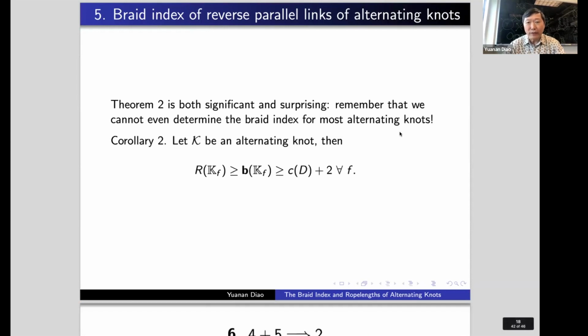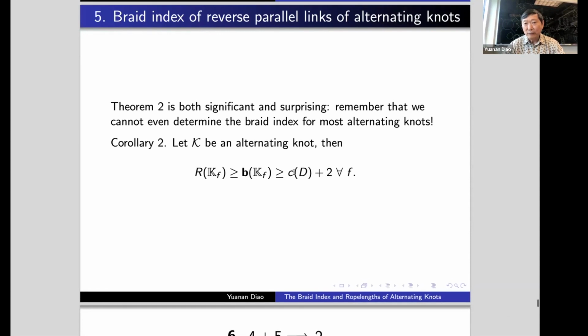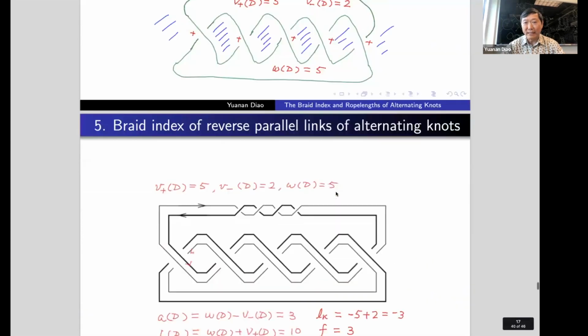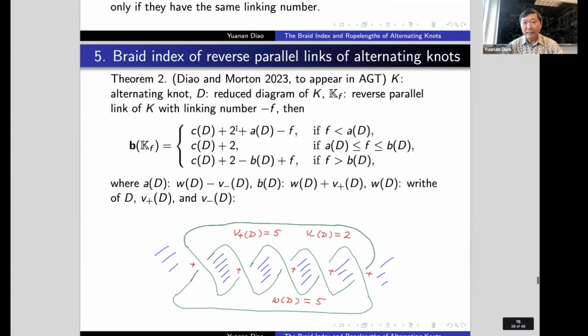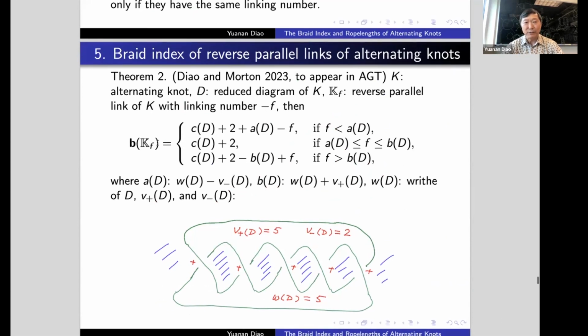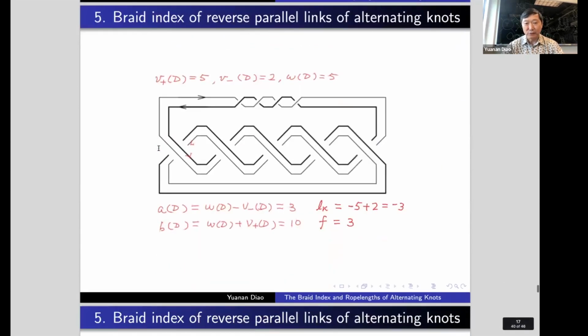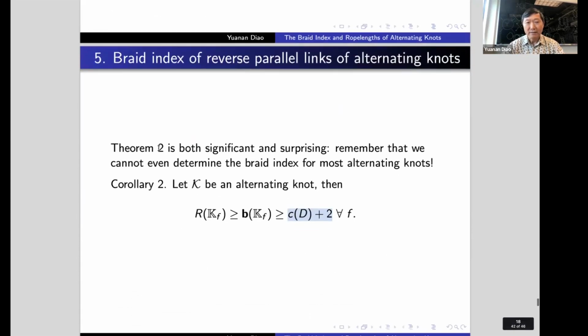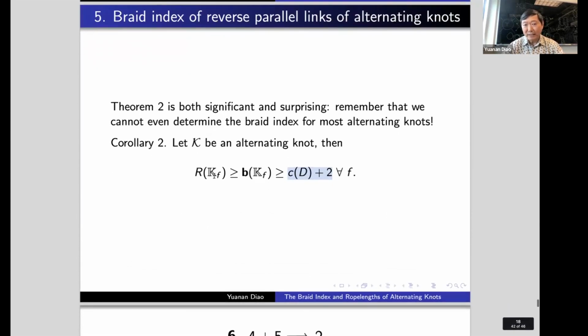Now, in terms of for us, though, remember the minimum in all these 3 things, right? The 3 formulas I have here, every one is bigger or equal to the CD plus 2, right? So the minimum of the Braid index is CD plus 2. And therefore, the rope length of the double is bounded below by the crossing number plus 2 for any framing. It doesn't matter what F is.